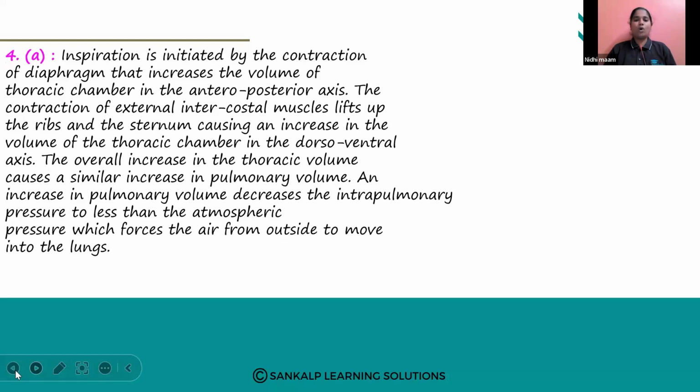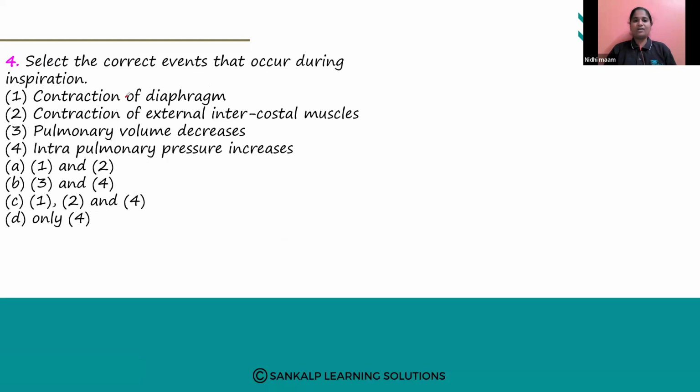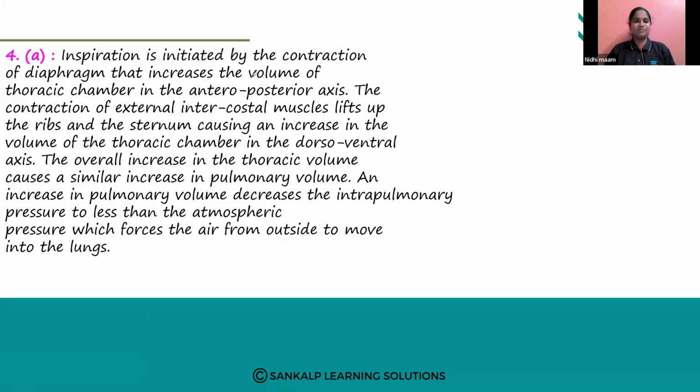The right answer is option number A, that is contraction of diaphragm occurs as well as contraction of external intercostal muscles occur during inspiration. So here you can see it is initiated by the contraction of diaphragm, and it increases the volume of the thoracic chamber.